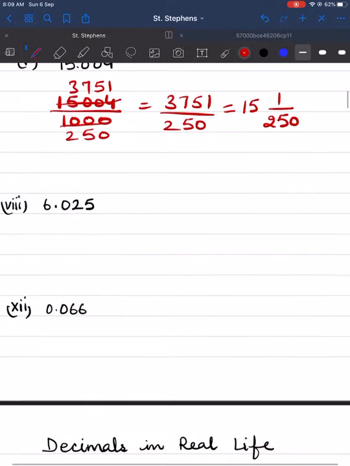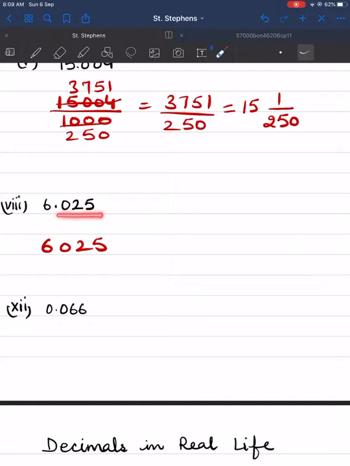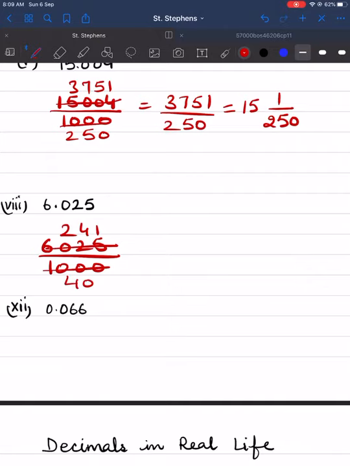Eighth part, 6.025. Now here numerator is 6025. Now as there are three decimal places in the number, we write 1000 in the denominator. Now here 25 is the common factor, so let's cancel out. So here we get 241 and here we get 40. So it is 241 upon 40. And it can be expressed in mixed fractions as 6 1 on 40.